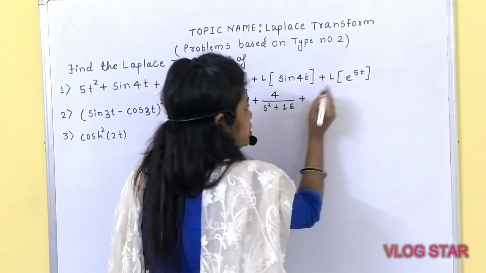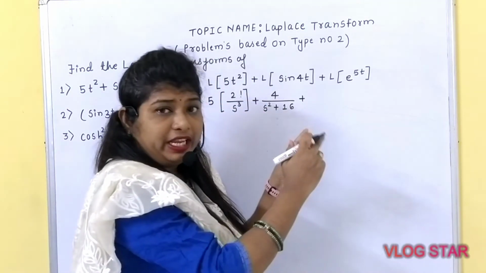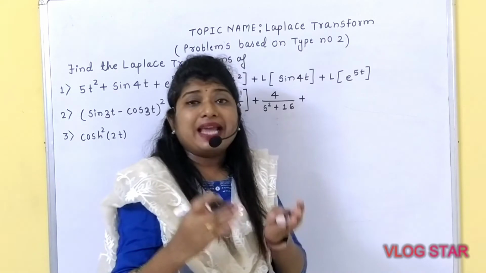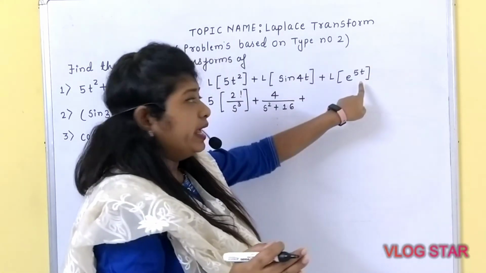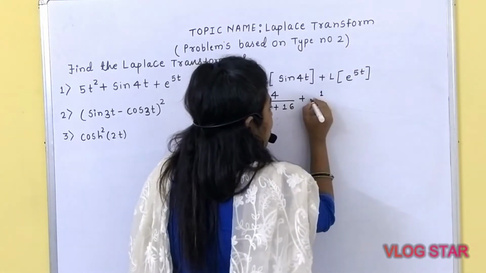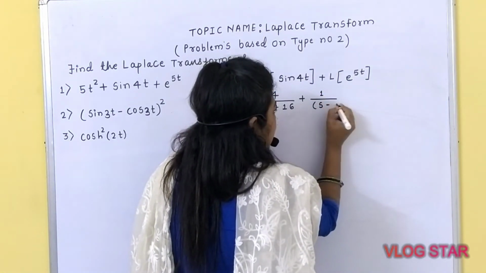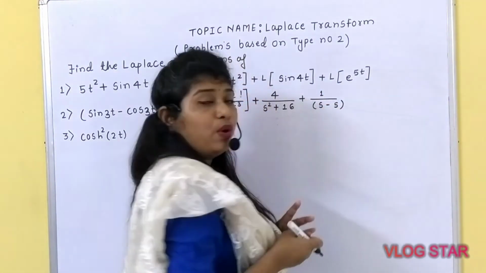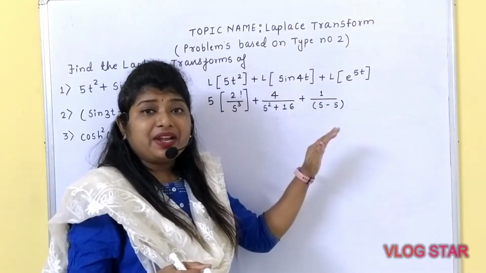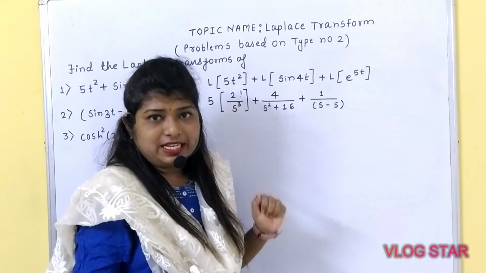Similarly, Laplace of e raised to plus at is equal to 1 upon s minus a. So here a is equal to 5. So you will get 1 upon s minus 5. I hope you have understood how to apply the standard result to get the final answer.